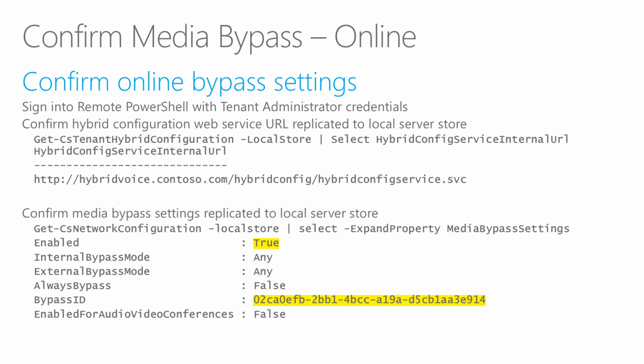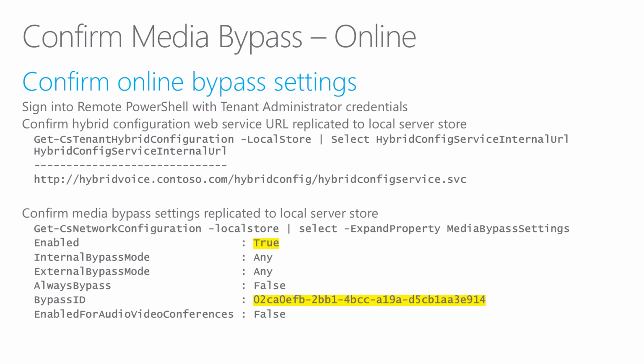We're piping out to a specific select because we really only need to see the HybridConfigServiceInternalUrl setting. This will return the URL that you configured when setting up media bypass in your online tenant.